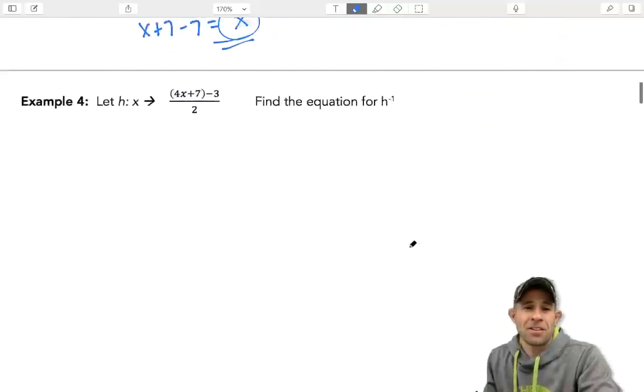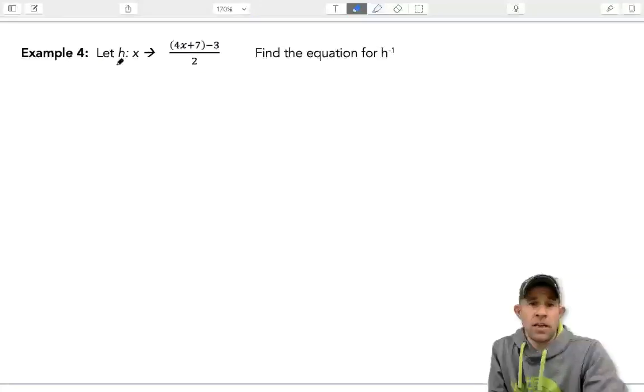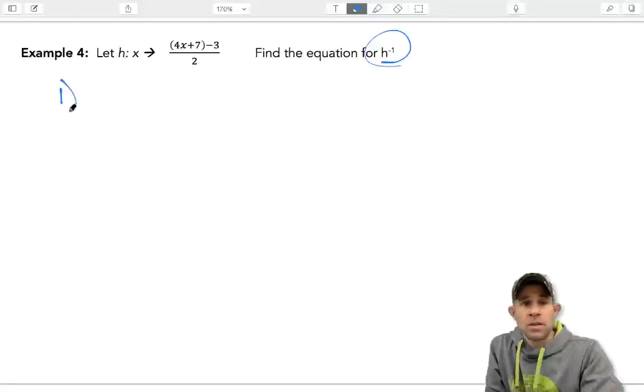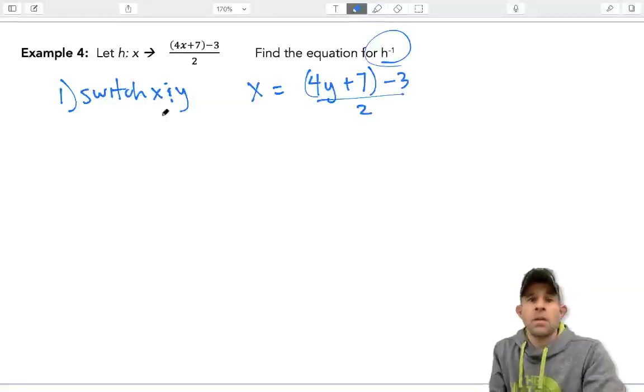All right, one more example here. We have the function h of x, and h of x is given by 4x plus 7 minus 3, all divided by 2. We want to find the equation for its inverse. So again, step 1, we're going to switch our x and y. So it will now read as x is equal to 4y plus 7 minus 3, all divided by 2. And then our second step is to solve for y again.